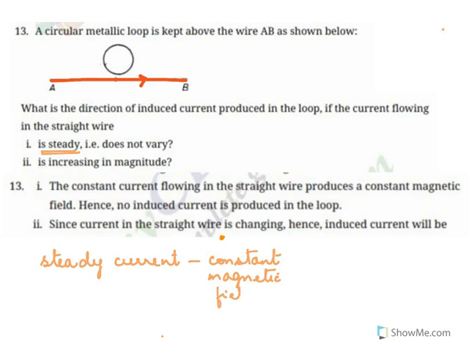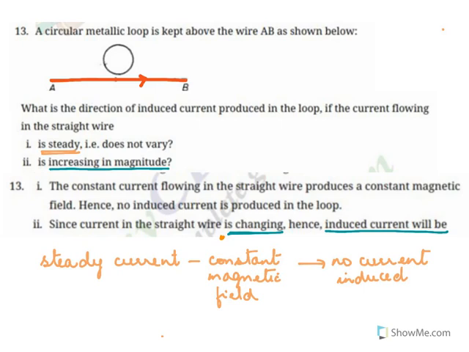And if the magnetic field is constant, do you think current will be induced in the loop? There will be no current induced. Why will there be no current induced? Because for current to be induced, we need a changing magnetic field. Now next is, if the current is increased in magnitude. Now if it keeps on increasing, the current is changing. Now because it is changing, induced current will be produced. As long as the current is steady, there will be no current in the loop.